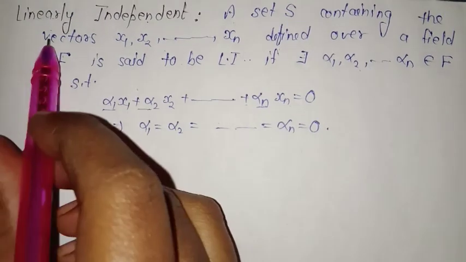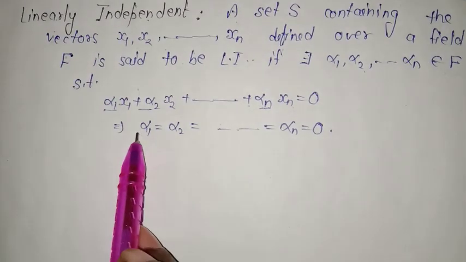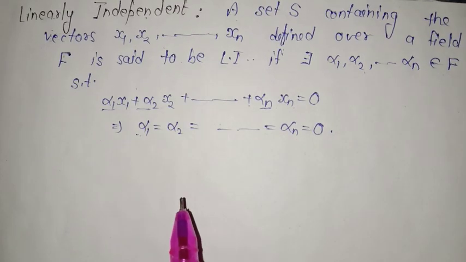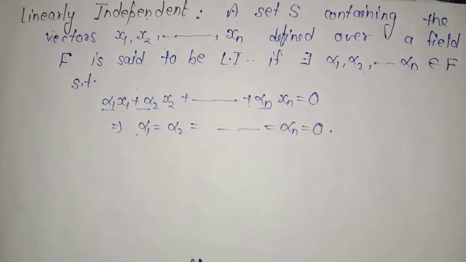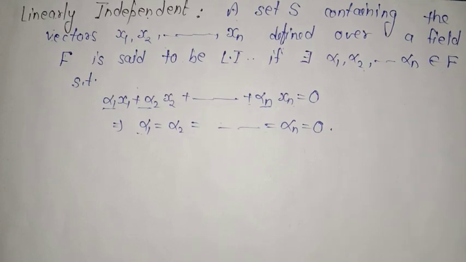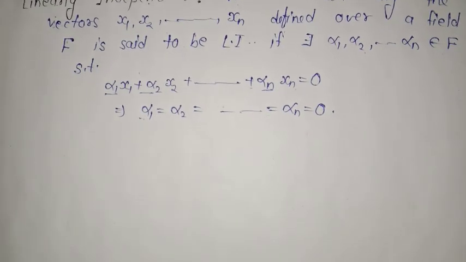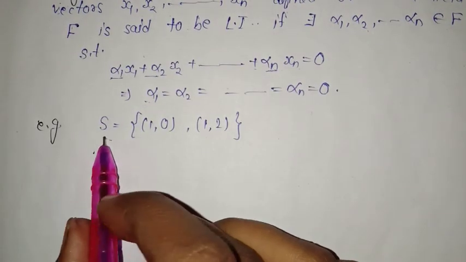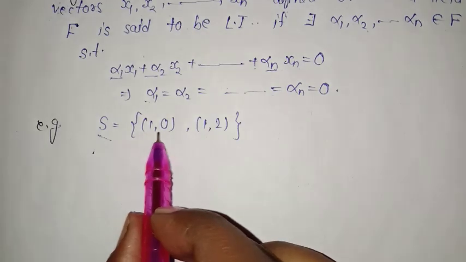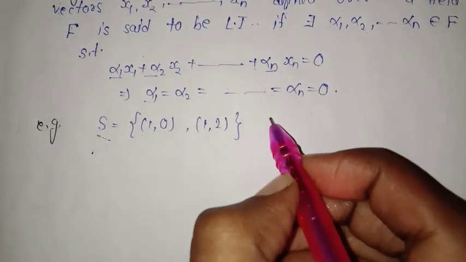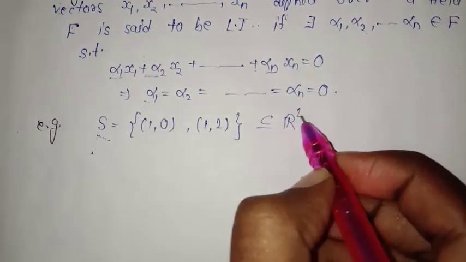So for linearly independent, we need all scalars as 0, and for linearly dependent, we must have a scalar which is non-zero. So that's the big difference between these two sets of vectors. So let's take one example. This is our set S in which I am taking two elements (1, 0) and (1, 2). This is contained in R square over R.